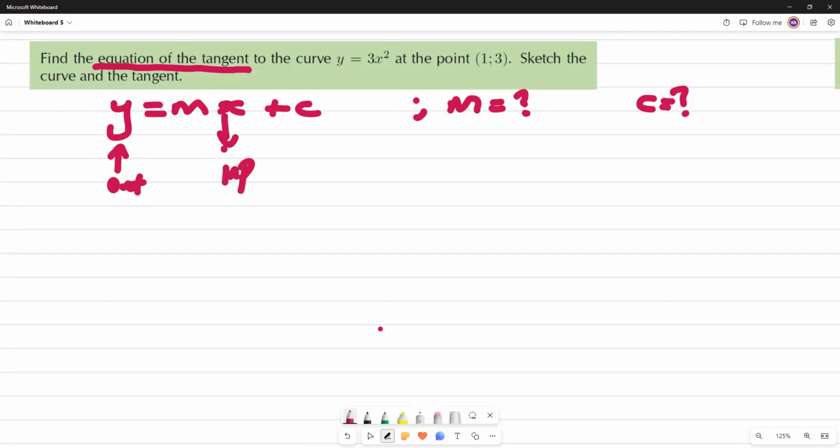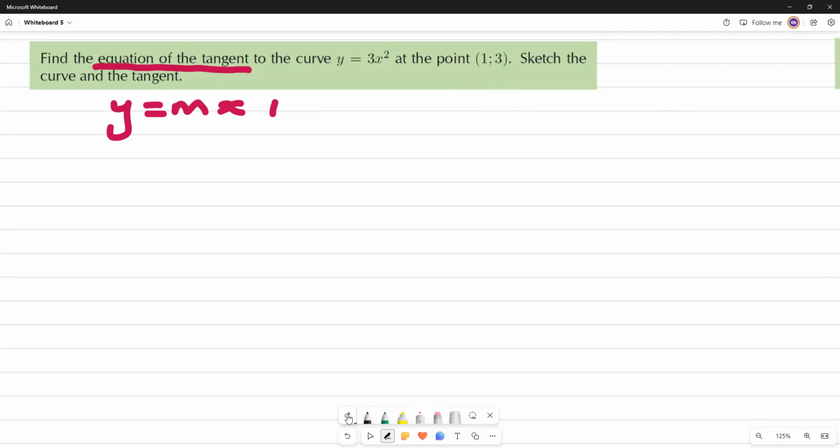Once we know what m is and what c is, we know the equation of the tangent. To get the equation of a straight line, we are used to using m equals y2 minus y1 all over x2 minus x1. But that only works if we have two points. In this case, we only have one point. So we are going to use the knowledge that we learned in the past three videos, that the gradient of the curve is the derivative of the curve.